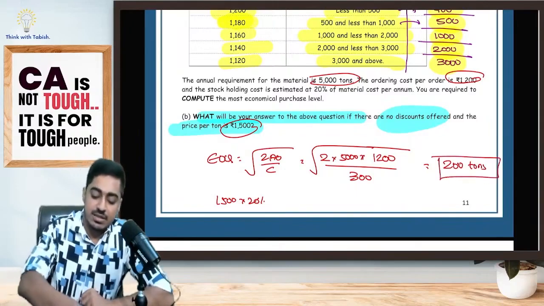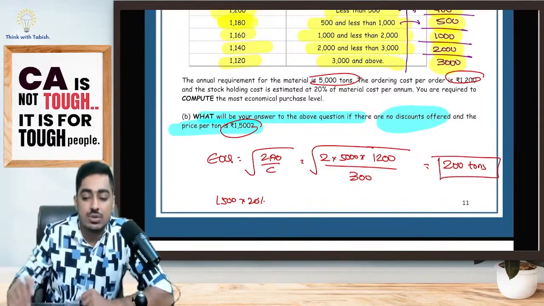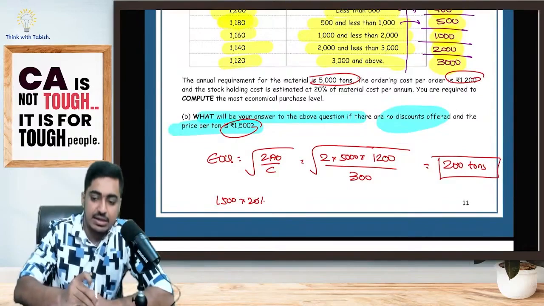Yes or no, everyone? If supplier is not giving me discount, forget all these headaches. I will buy it as 200 tons. No tension only. Yes or no, everyone? Is this clear?